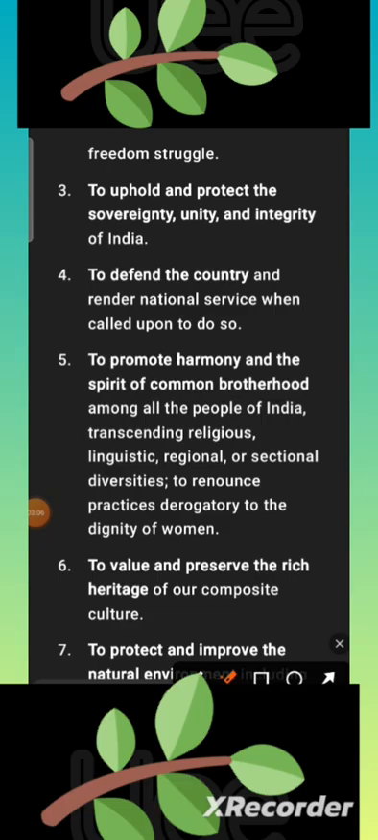To defend the country and render national service. Be ready to serve the nation in times of need. Joining the armed forces, volunteering during disasters. In education, NCC, NSS, and disaster management drills prepare students for this.